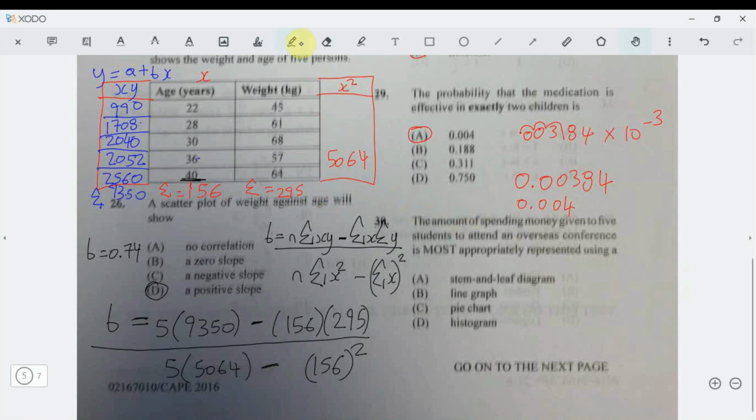Alright, now this is a repeat question from the paper we did yesterday.